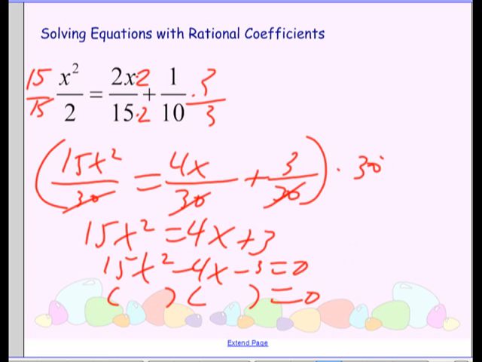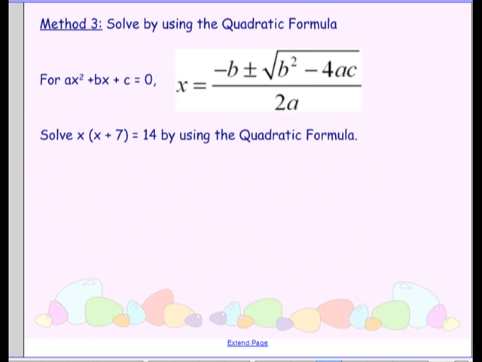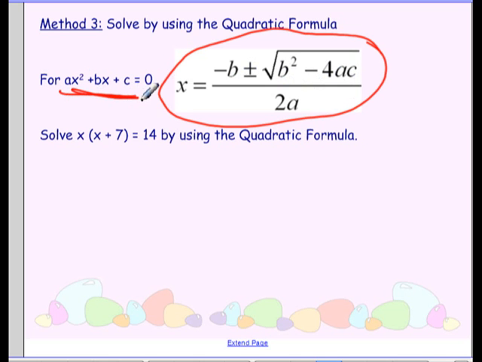Okay, moving on. Let's get to the good stuff, the quadratic formula. Hopefully you remember the quadratic formula. If you don't, there it is. That is one of those things you need to have memorized. Remember, to use the quadratic formula, A, B, and C in that formula assume that it's in standard form.